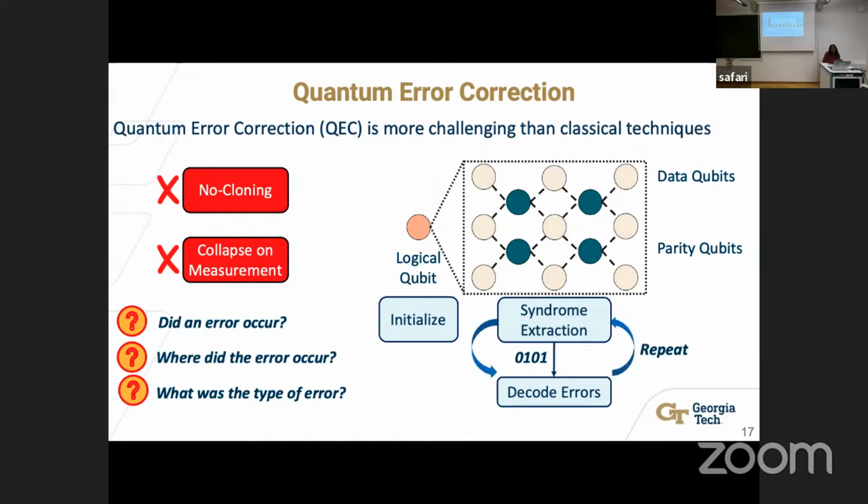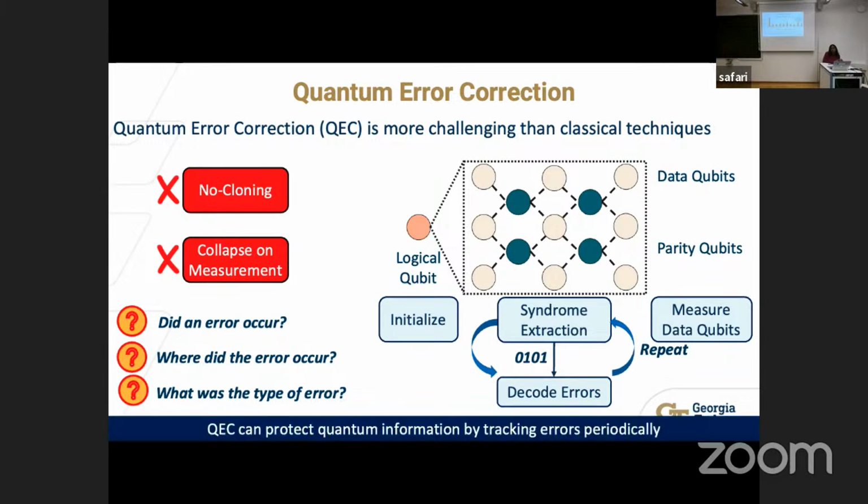And if you do this repeatedly, once you have checked your parities and identified the errors on those physical qubits, you can go fix them. That's what effectively leads to you building this logical qubit with a much lower error rate. Only at the end of your application do you measure your data qubits, they collapse, and you retrieve the final outcome. You do this whole error correction for as long as your application runs. This way you can track errors periodically and protect your quantum information.